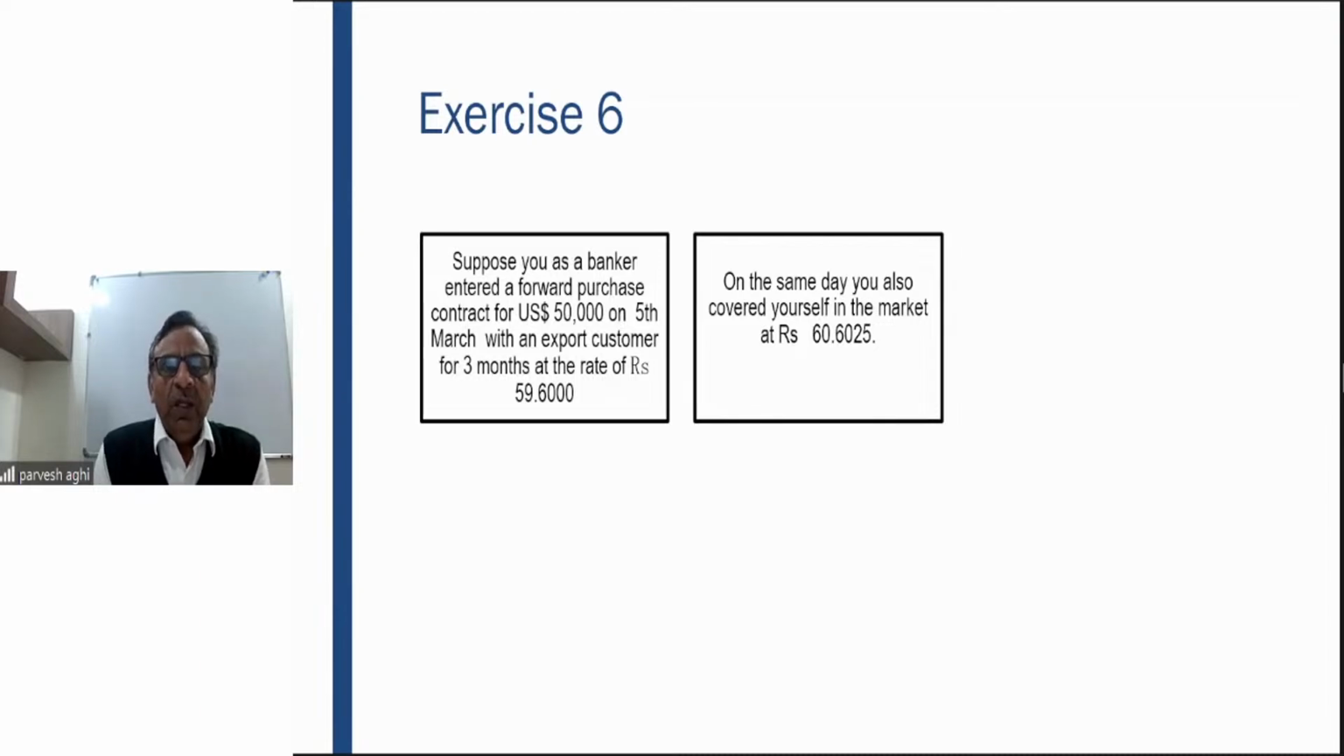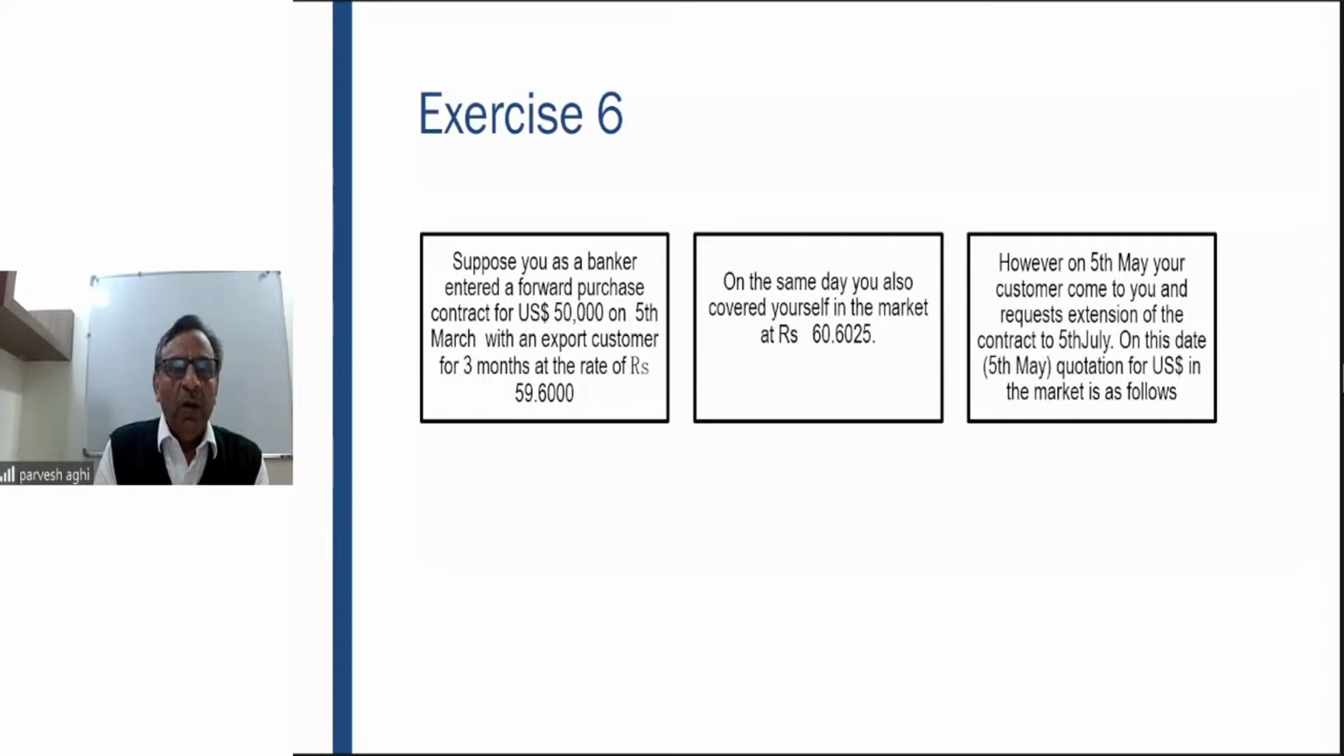On the same day, you also covered yourself in the market. That means the bank also covered. So they got the dollars at 59.60. They purchased the dollars for the customer and then they sold it off through a covered contract in the interbank market at 60.60, thereby making a profit on that.